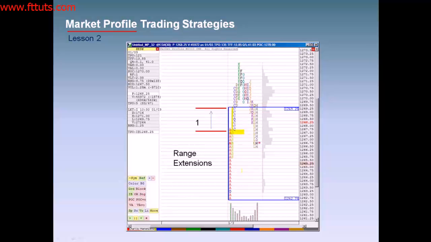We could just as easily have had a range extension in the downward direction, and therefore this would be a bearish indicator. But in this case, since we're extending price to the upside, this is a bullish movement in the market. Okay. Often I will get the question, well, do I buy? Do I buy? Is this when I buy? The answer is, don't be thinking about buying or selling at all right now.